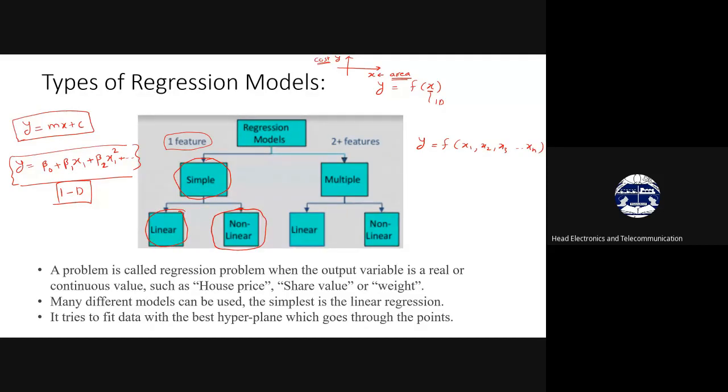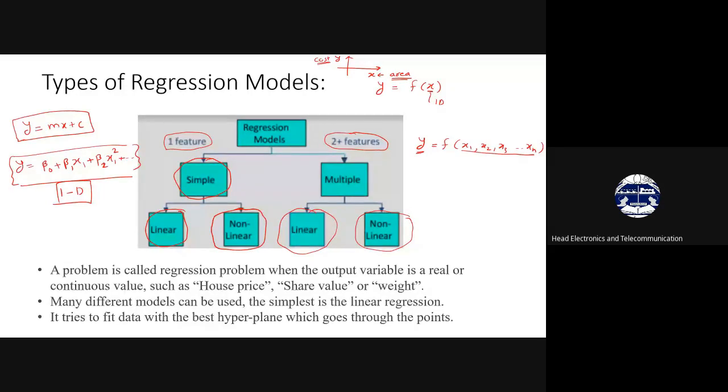Multiple, say, inputs, and you are producing a single output. Here also you can assume that the relation between all these variables and output y is linear, or it may be non-linear. So you have four types in general. Input is one dimension, input is two or more dimensions. So here input is two or more dimensions. Then you have 1D feature, and the relation is non-linear or linear. You have multiple features, and your relation is linear or non-linear.